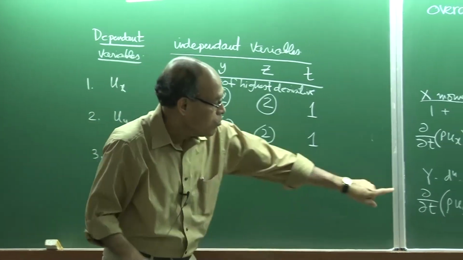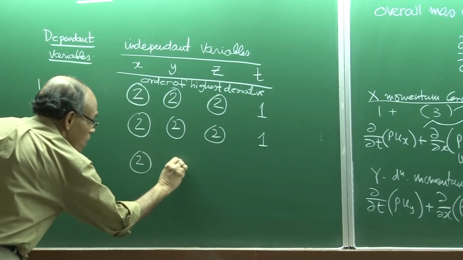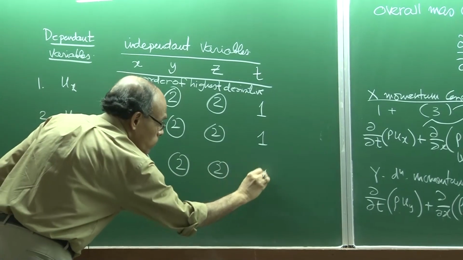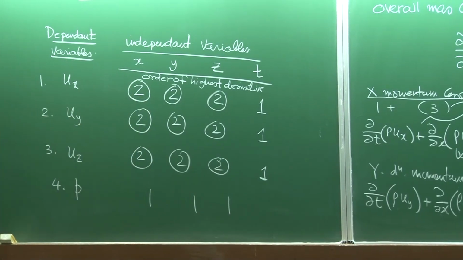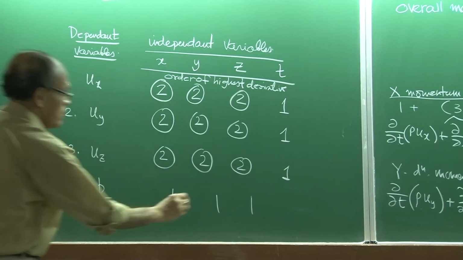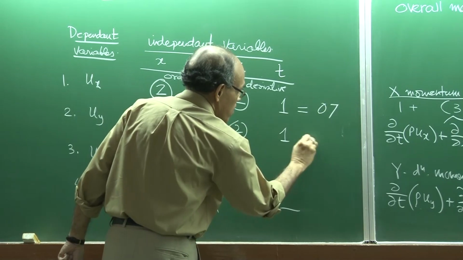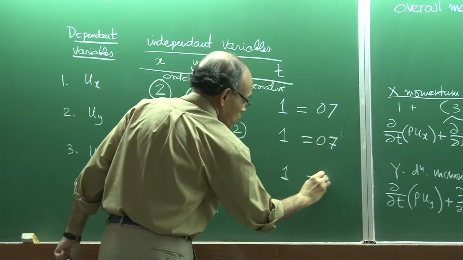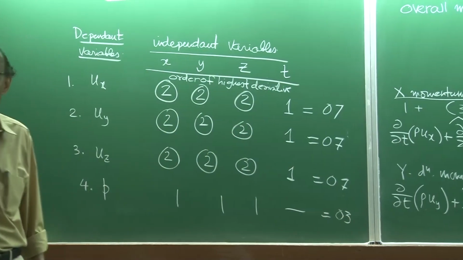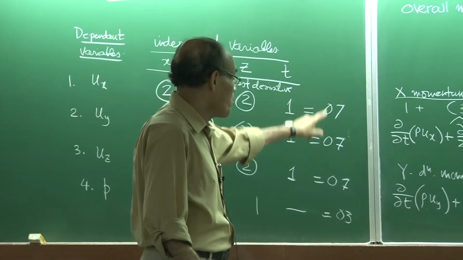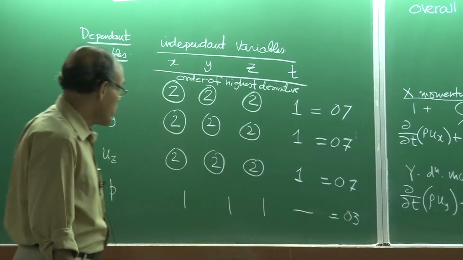And then with respect to time, it is first order derivative. So, same thing if you do and if you sum them up 0, 7, 0, 7, 0, 7 and 3. This represents the total number of boundary conditions, initial and boundary conditions. With respect to t, I say these are all initial conditions.